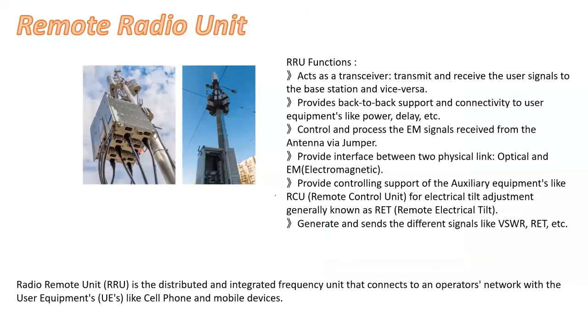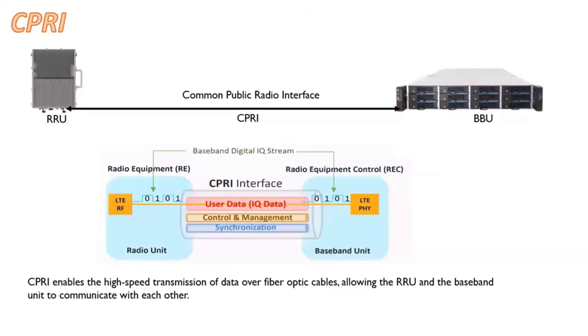So, the main function of the RU is that it acts as a transceiver, transmitting and receiving the user signals to the base station and vice versa. And then we have this CPRI, right? This is called the Common Public Radio Interface. It enables high-speed transmission of data over a fiber optic cable. It allows the RRU and the BBU connection. So this is the Common Public Radio Interface.